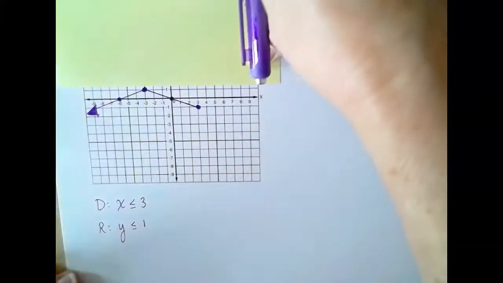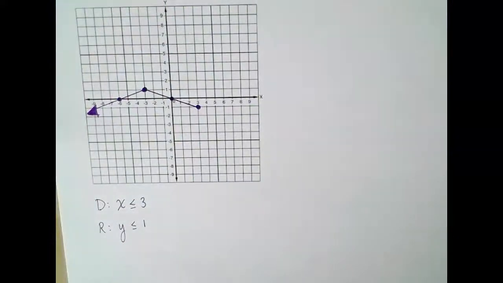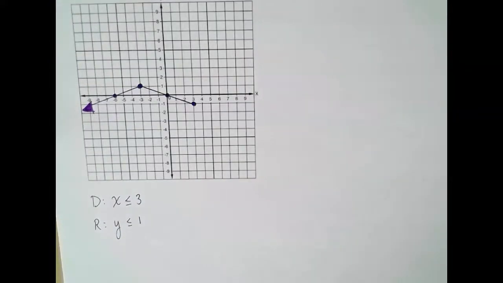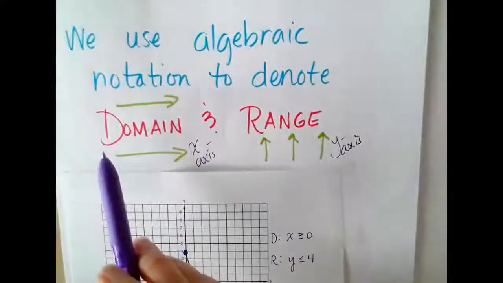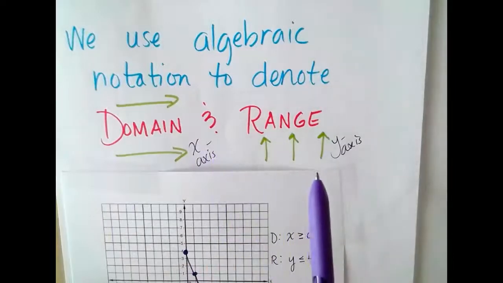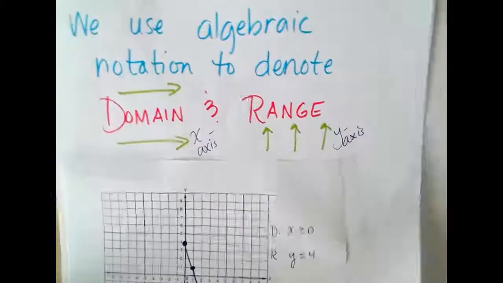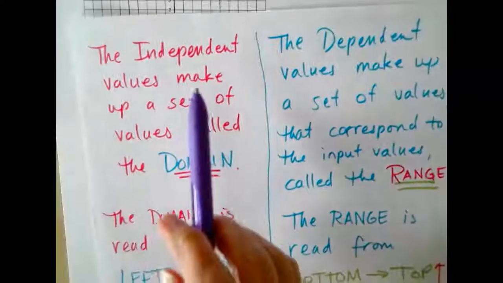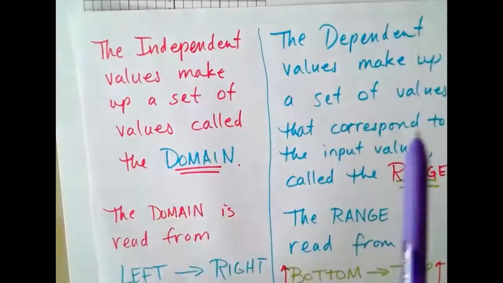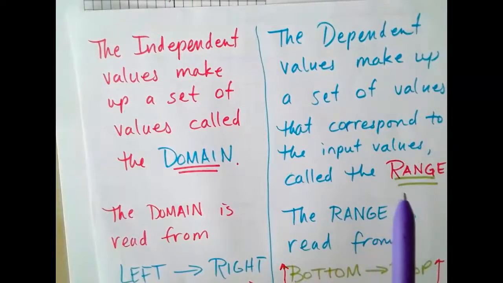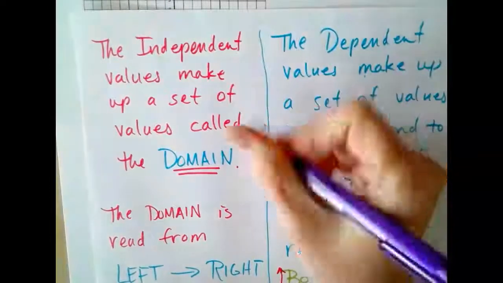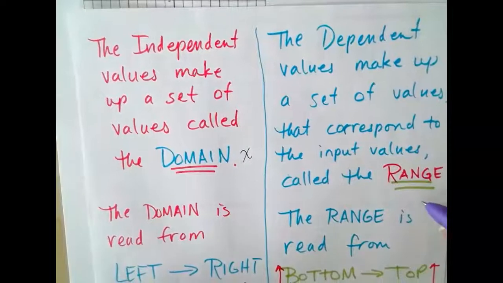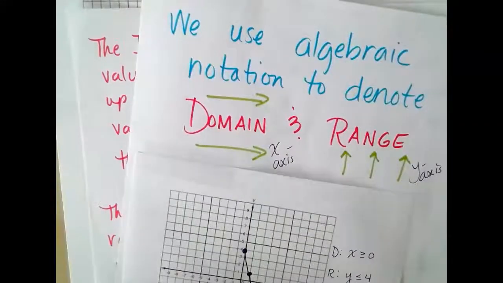So that's how we read the domain and the range. Domain, one more time, is read from the left to the right. The range is read from the bottom to the top. The domain is the set of independent values. The dependent values make up the range. Domain is all about x, range is all about y.